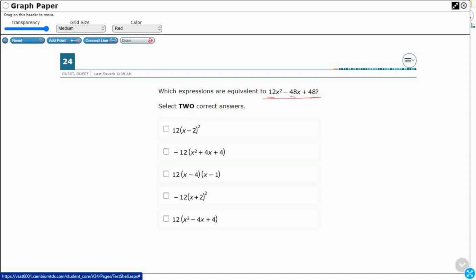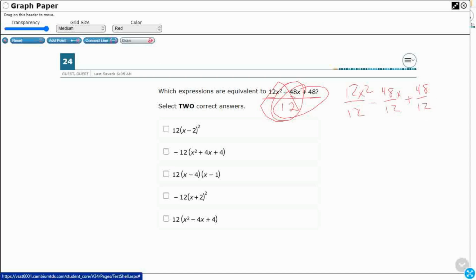Well, let's just start with 12. 12 obviously goes into 12. Does 12 go into negative 48? Yeah, 4 times. And then positive 48, yep, the same 4 times. So I'm going to divide the whole term by 12, which means I'm going to just distribute it out like this. So it's going to be 12x squared over 12 minus 48x over 12 plus 48 over 12.